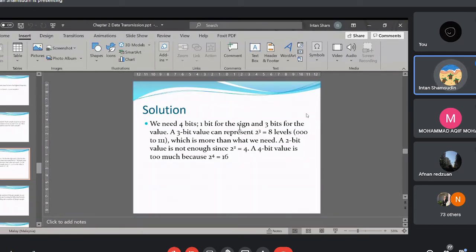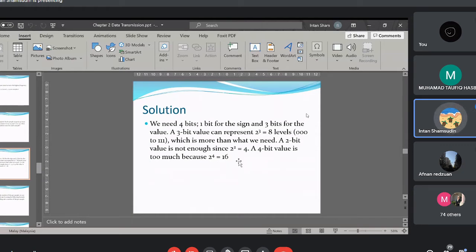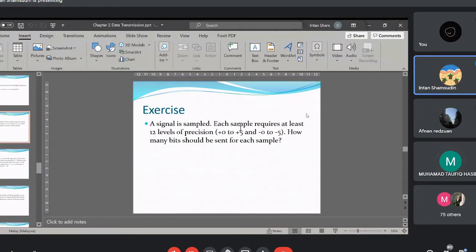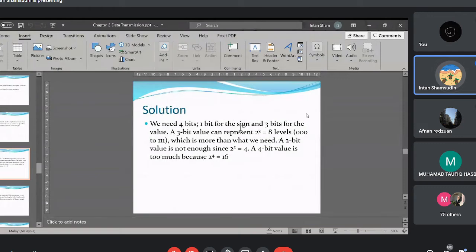Dia cakap at least 12 levels. Alright. And then nampak ni 000 to 111. The combination of 3 bits ni. Alright. And then a 2 bit value is not enough since 2 to the power of 2 is only 4. Dapat 4 levels je. Okay, kalau 2 bits, the combinations tu akan dapat 4 je. Alright. So 4 bits value akan dapat 16. So cukuplah untuk 12 levels tu. Right?